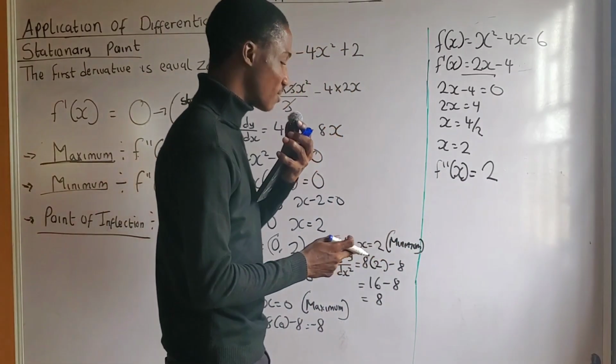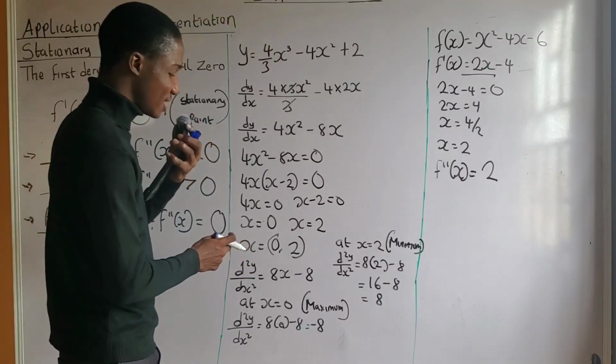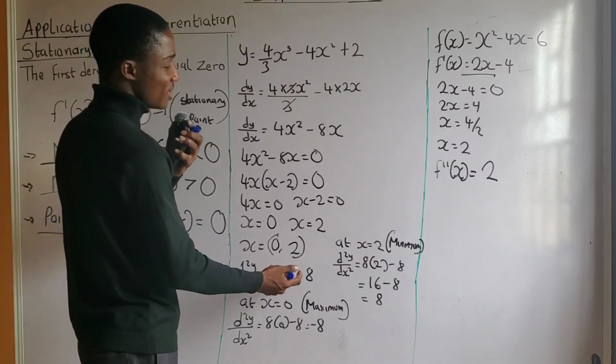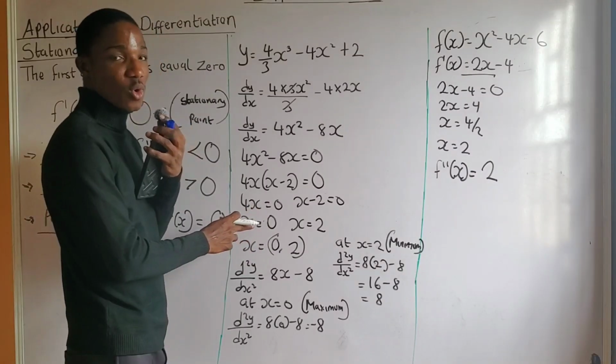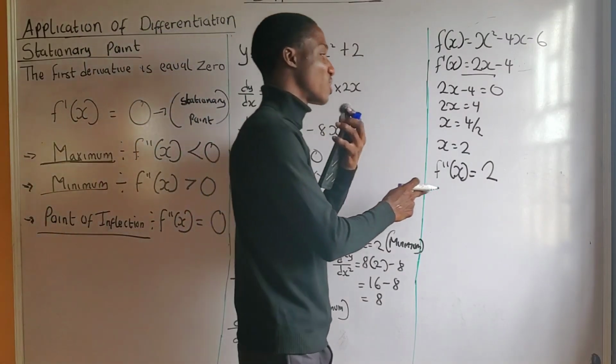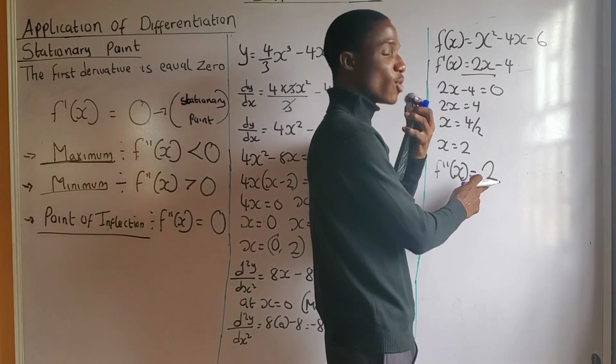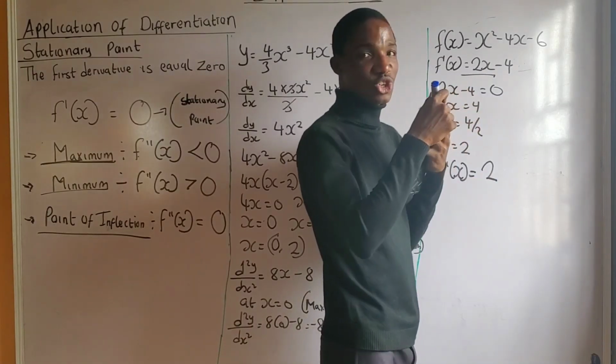Now, listen to me. This is what I was trying to explain the other time. You can see that here, when I take the second derivative, I have maybe something like a variable x still present. So I have to substitute the value of that stationary point. But in this question, when I take the second derivative, immediately I got 2. So there is no need of substitution.